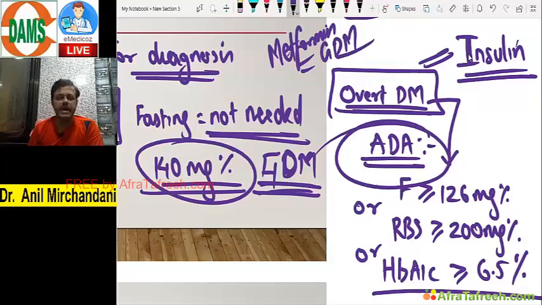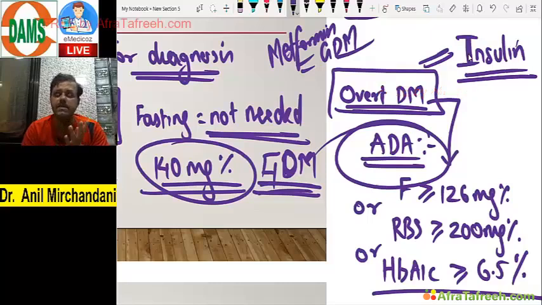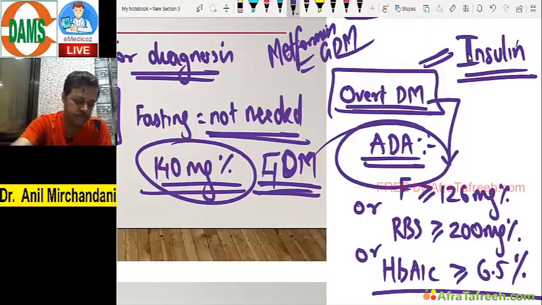Do we give diabetic diet therapy? Diabetic diet therapy is given for all patients. The patient may have severe diabetes or non-severe diabetes, you are supposed to give diabetic diet therapy. Diet therapy is there for all, but metformin not for overt diabetes mellitus. Insulin can be given for both. Insulin is a must in overt DM, but insulin is not necessarily compulsory in GDM. You can control it with metformin. I hope you got my point.